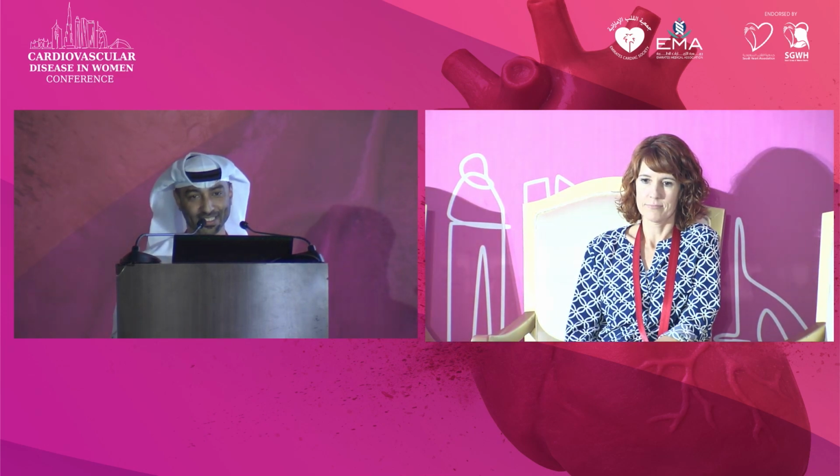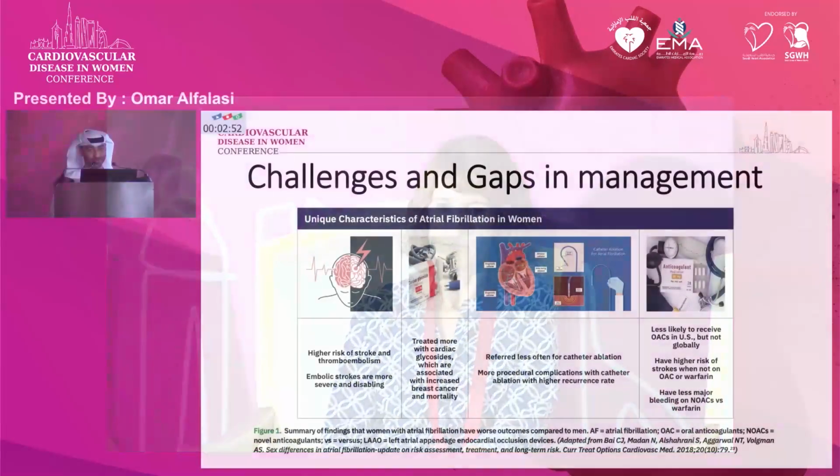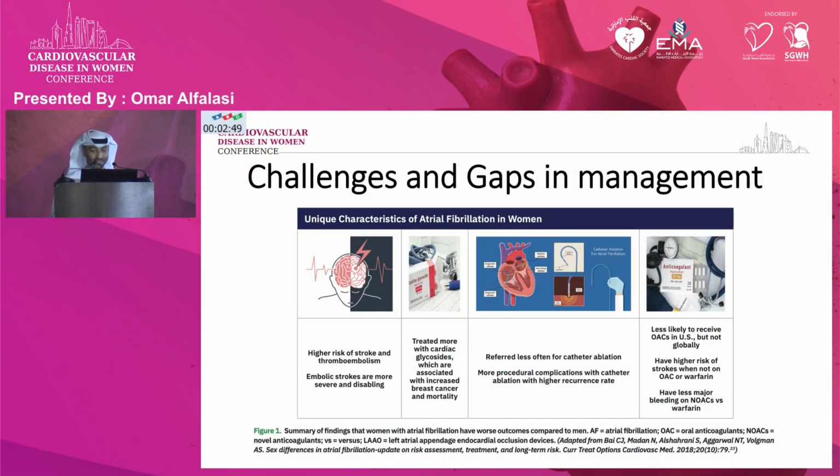So as I was saying, the NOACs protect them more than the anti-vitamin K. As I mentioned earlier, females are more likely to go for a rate control strategy, and they're more likely to be prescribed cardiac glycoside, which has been associated with an increased risk of breast cancer and mortality. So I think we need to shift this to a rhythm control strategy rather than rate control strategy. They're less likely to be referred for atrial fibrillation ablation, and that's again in the US. I think here we have a tendency to treat both equally.